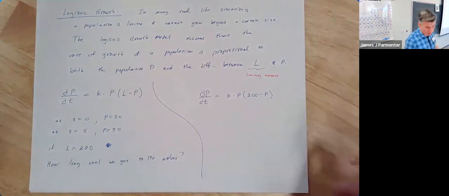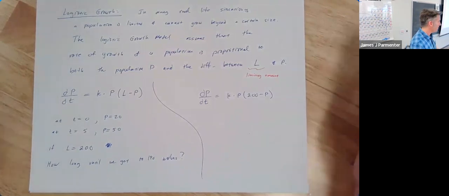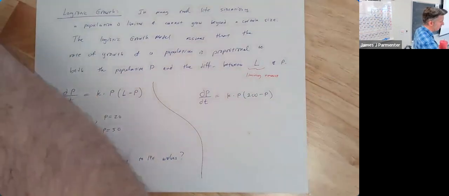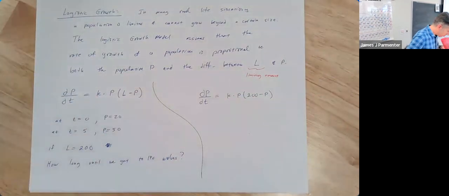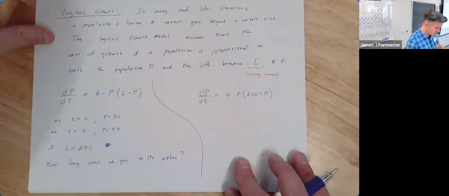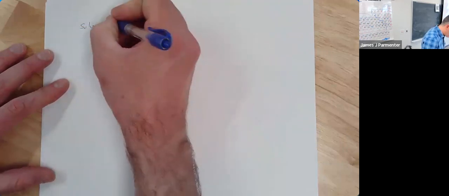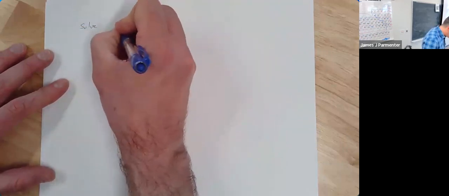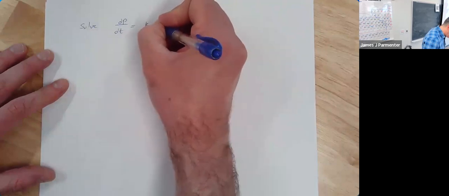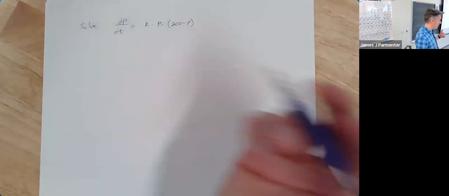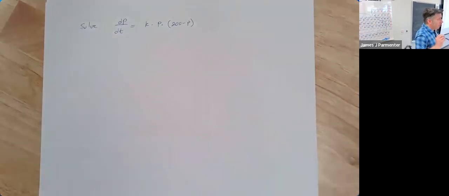So let's talk briefly, in the last 12 minutes of class here, how you would solve this. And then I have a handout to give to all of you that has more about it. Let me write down a few things again. If I want to solve the differential equation dP/dt equal to a constant times P times (200 minus P), some people use N instead of P, whatever you like. First let's separate it.